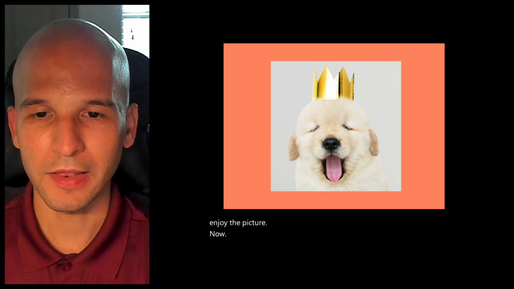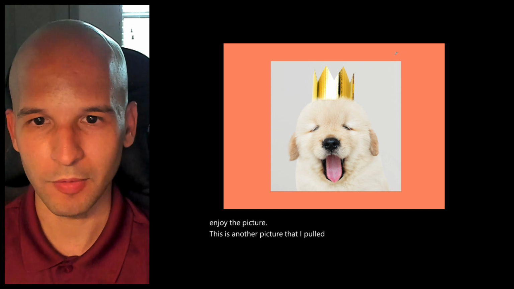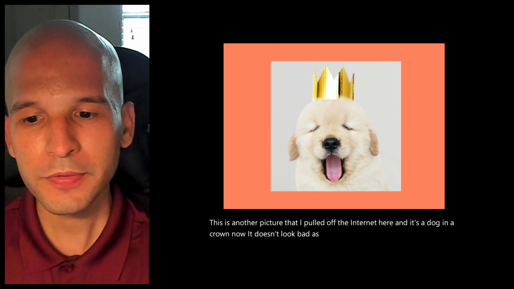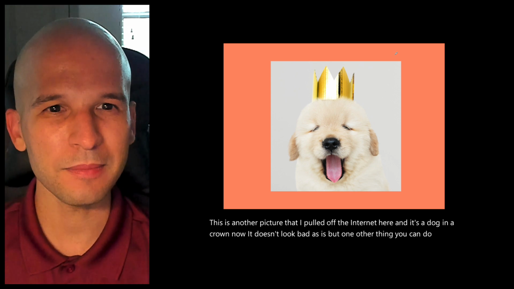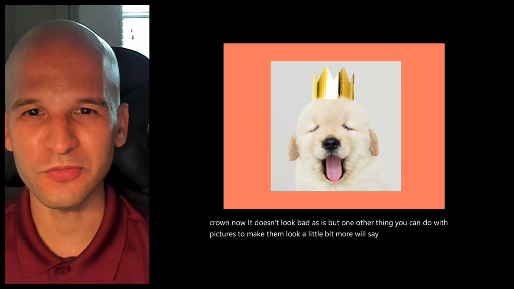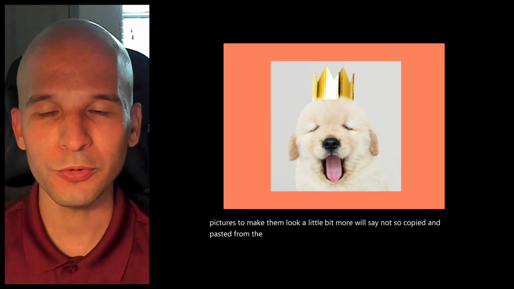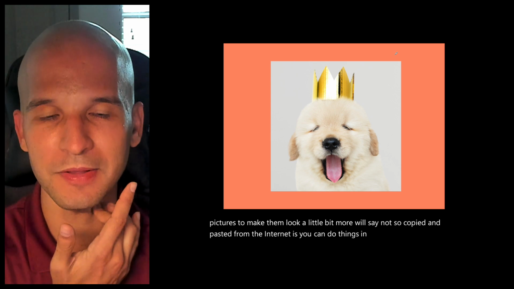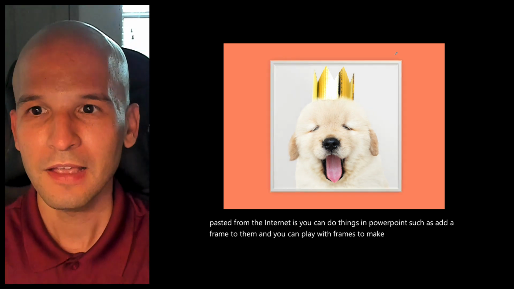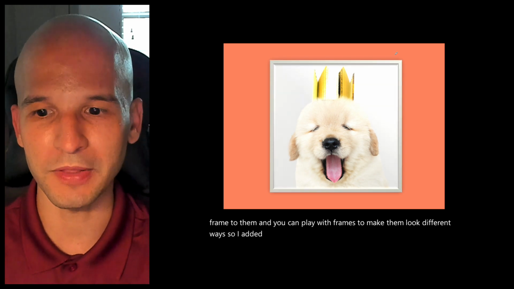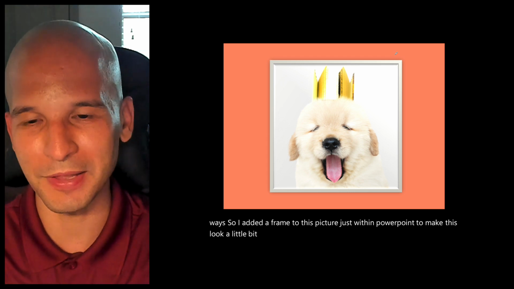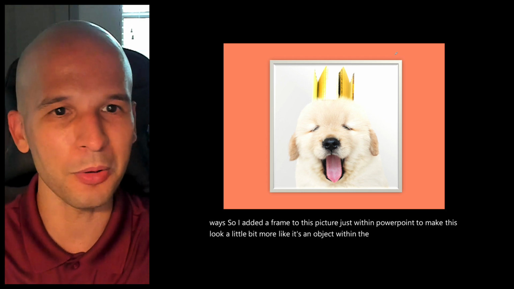Now, this is another picture that I pulled off the internet here, and it's of a dog in a crown. It doesn't look bad as is, but one other thing you can do with pictures to make them look not so copied and pasted from the internet is add a frame to them in PowerPoint. You can play with frames to make them look different ways. So I added a frame to this picture just within PowerPoint to make it look a little more like an object within the PowerPoint, and it gives it a little more personality.